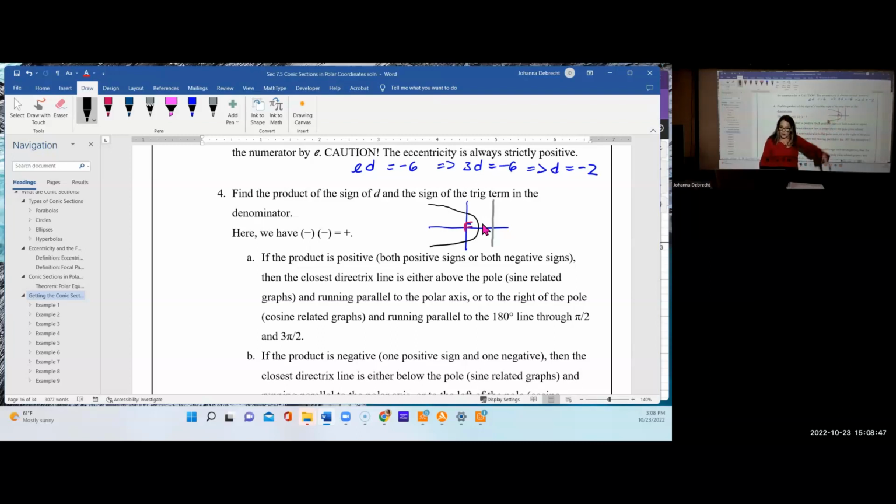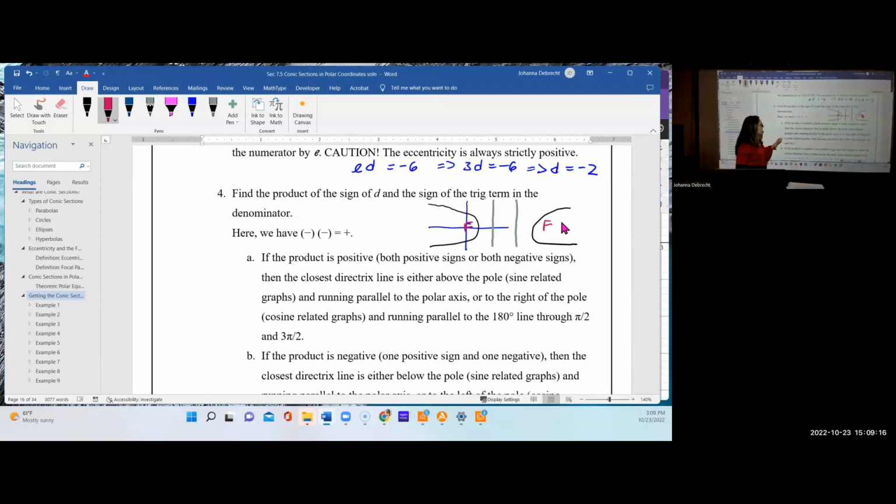That means the other part of it has to be over here somewhere, opening out to the right, which must mean that somewhere over here is another directrix line, and there has to be another focus point over here, right? So because I've determined that the directrix line is to the right, I know that most of the hyperbola is in fact to the right, right?